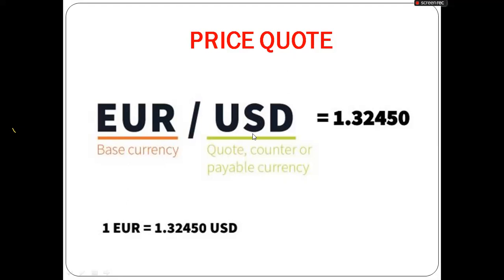So when we start the practical, I think from our next class, and you see prices, you will see how it is written. This is an example of how it is written. When it's written like this, it is for the quote currency, meaning that the value of USD to euro is 1.32450. So you're going to use 1.32450 worth of dollar to buy only 1 unit of euro.